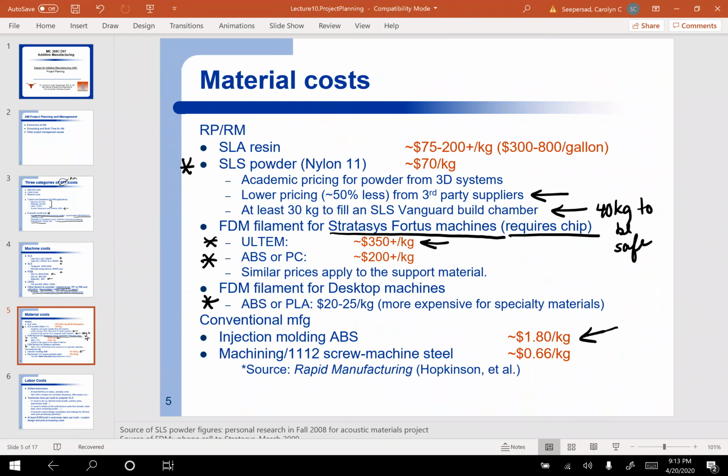Right, and so that's for SLS. If you had something like an SLA, stereolithography, you'd also need to account for support material. You'd also need to account perhaps for other cleaning supplies. You typically wash the parts afterwards and put them in a UV oven. Same thing for, say, an FDM part. You'd have to consider support structures and things like that as well. But we don't need to consider those here.